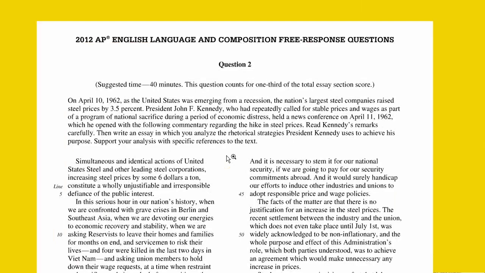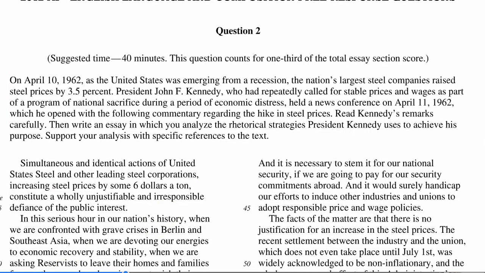For instance, let's look at this prompt here. Here is that crucial introductory information. Okay, you can see the name of the speaker, and they give us who the audience was. Now, this is kind of an implied audience, right? It says he held a news conference. So, who's the audience of a news conference? Media outlets and the people of the United States watching that report.